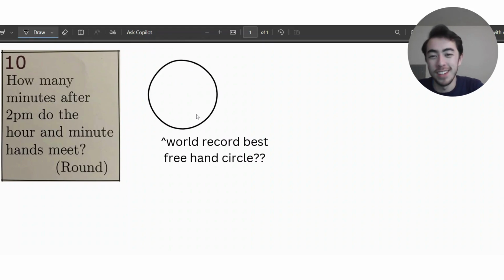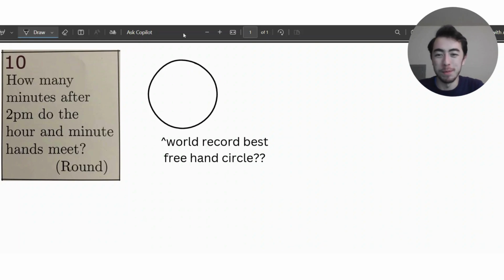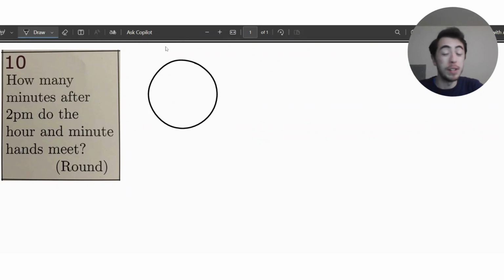actually kind of surprised that we have a clock problem today. It's very mathy. We're counting, there's numbers, there's geometry involved. It seems a little simple, but here, let me see if I can just try figuring it out.